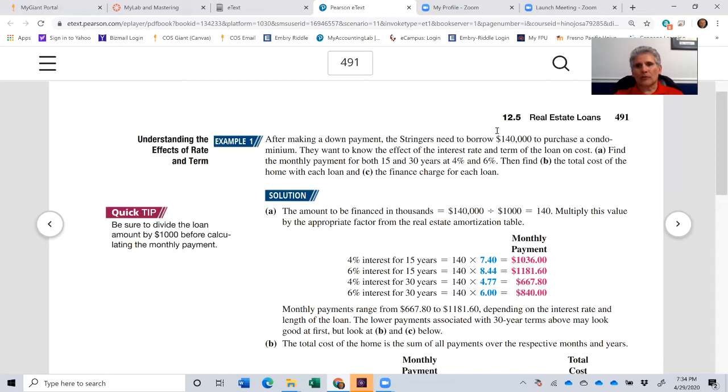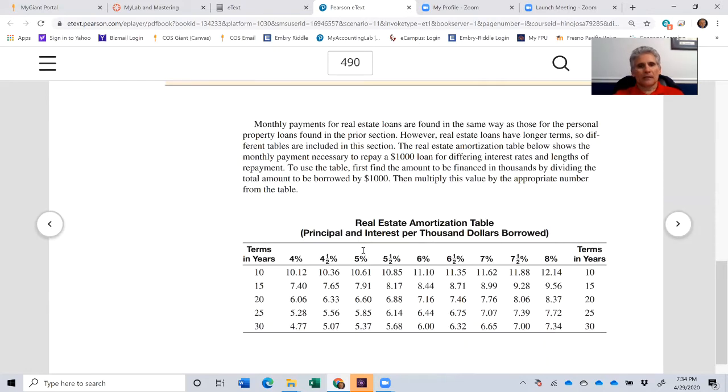We know that we've borrowed $140,000, so we're going to use the 140, and then we're going to multiply it by the factors that are appropriate. So let's go ahead and use the 4% in 15 years. Let's go look that up, that factor. We're just going to look up the first one, and we know that the rest of them are going to be okay. So 4% 15 years, 7.4. That's the factor, okay?